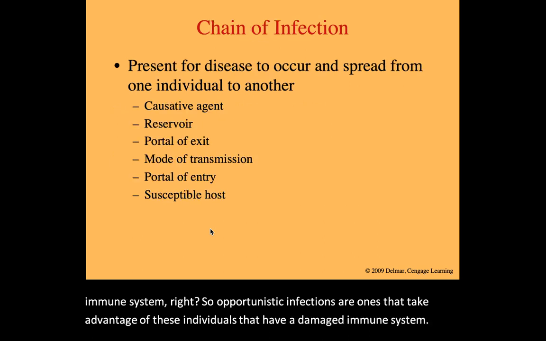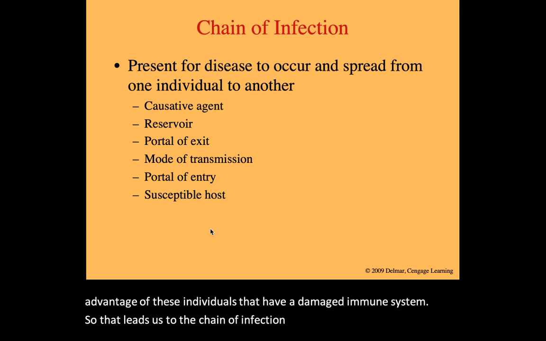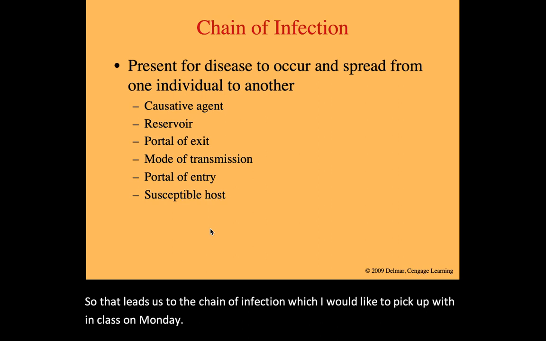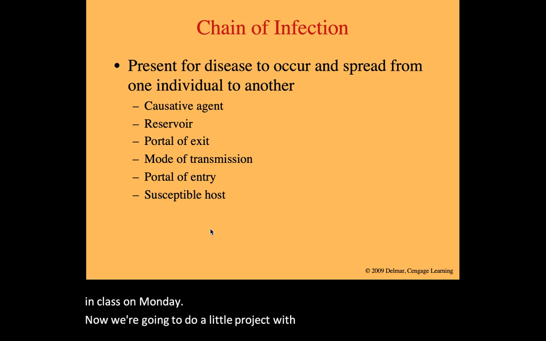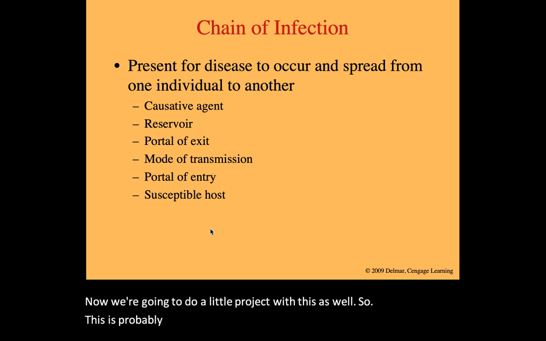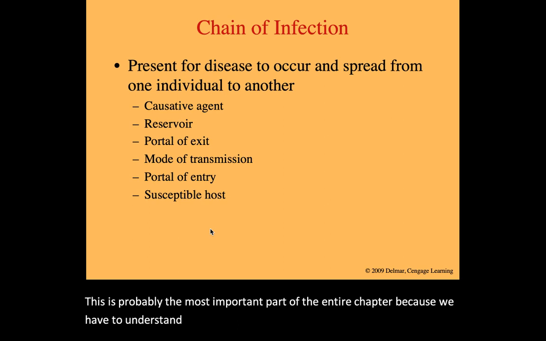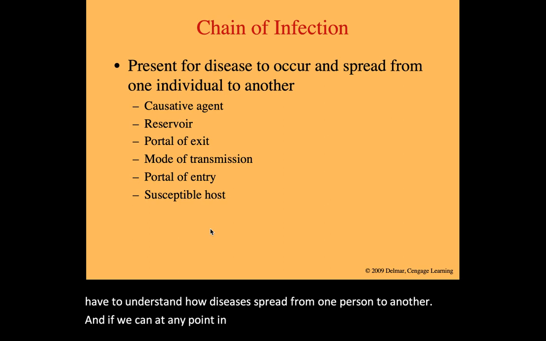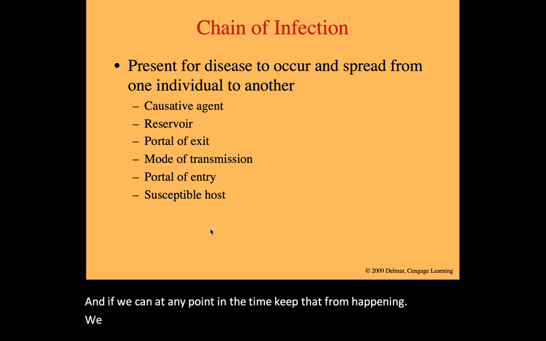So that leads us to the chain of infection, which I would like to pick up with in class on Monday. And we're going to do a little project with this as well. So this is probably the most important part of the entire chapter because we have to understand how disease is spread from one person to another. And if we can, at any point in time, keep that from happening, we do not have the spread of the disease. So this is why it's so important. So, I'll pick up with this on Monday.